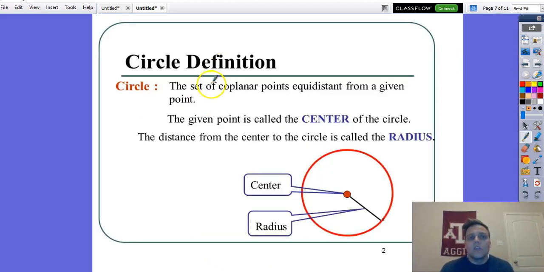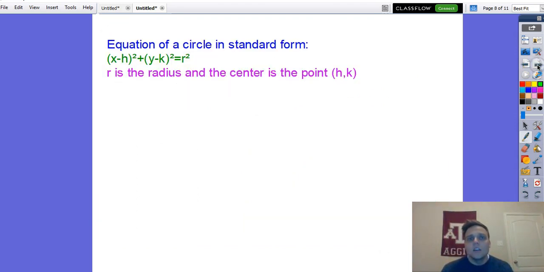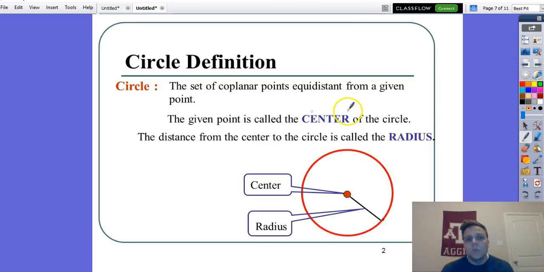Circle. A circle is a set of coplanar points equidistant from a given point. The given point is called the center of the circle. The distance from the center of the circle is called the radius. All right? You guys all know that. Okay? Here is the equation of a circle in standard form. (x minus h) squared plus (y minus k) squared is equal to r squared. R is the radius and the center is the point h comma k. Again, we're very definition heavy, so you need to know this definition.